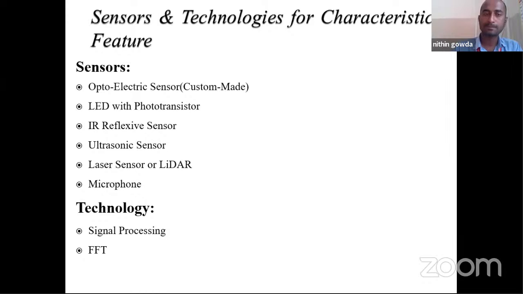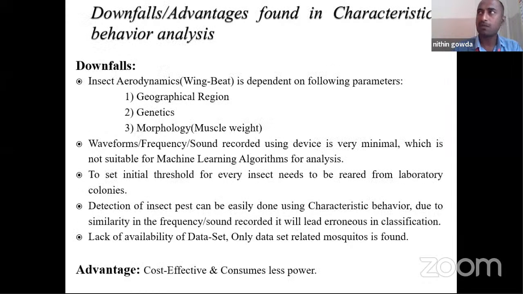of an insect. So what are the downfalls of this characteristic feature recognition? Just observe. If you consider wing beat, it will vary based on three parameters. Geographical region, for example: if I have grown up in a very well-established, rich family, obviously I will be having very good food, so obviously my growth will be good.